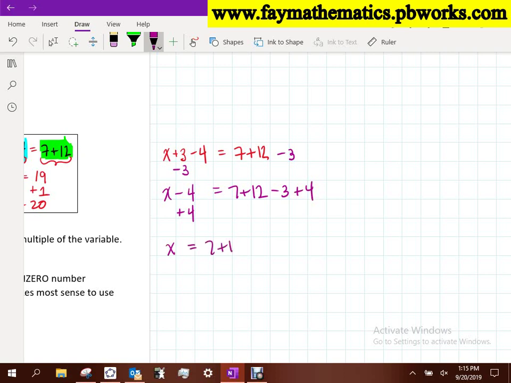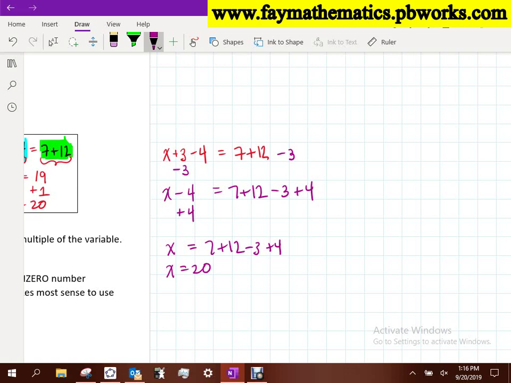So I got 7 plus 12 minus 3 plus 4. What's 7 plus 12? 19. Minus 3. 16 plus 4? 20. Okay? So even though they tell you you should combine like terms, they're doing that because it should eventually in the long run save you some steps.